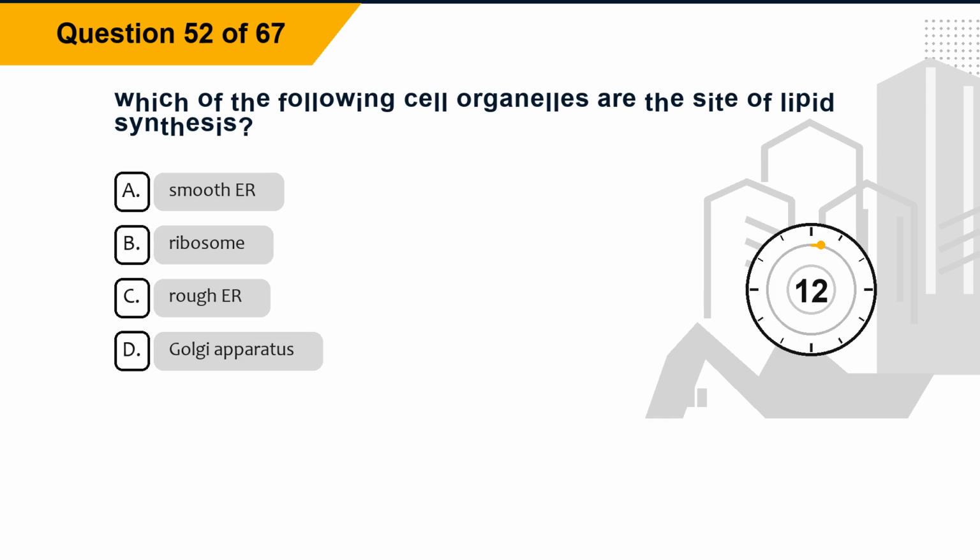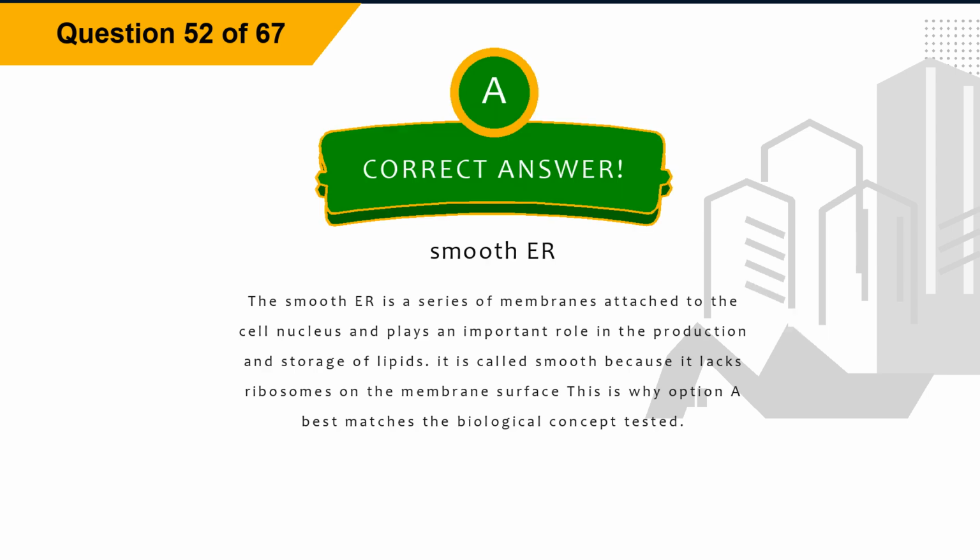Question 52. Which of the following cell organelles are the site of lipid synthesis? Option A, smooth ER. Option B, ribosome. Option C, rough ER. Option D, Golgi apparatus. The correct answer is option A, smooth ER. Explanation. The smooth ER is a series of membranes attached to the cell nucleus and plays an important role in the production and storage of lipids. It is called smooth because it lacks ribosomes on the membrane surface. This is why option A best matches the biological concept tested.